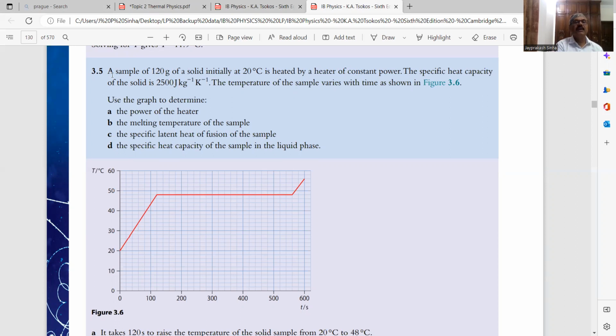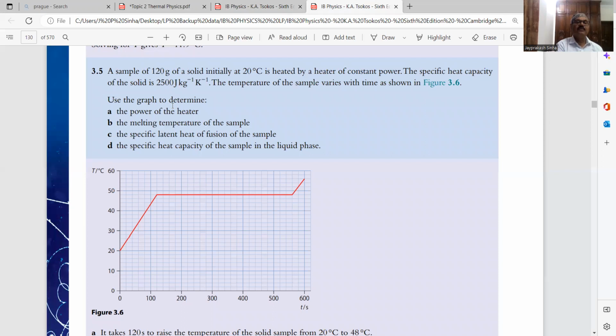What is the question? A sample of 120 gram of solid initially at 20 degrees Celsius is heated by a heater of constant power. The specific heat capacity of the solid is 2500 joule per kg per Kelvin. The temperature of the sample varies with time as shown in figure 3.6. So this is figure 3.6.